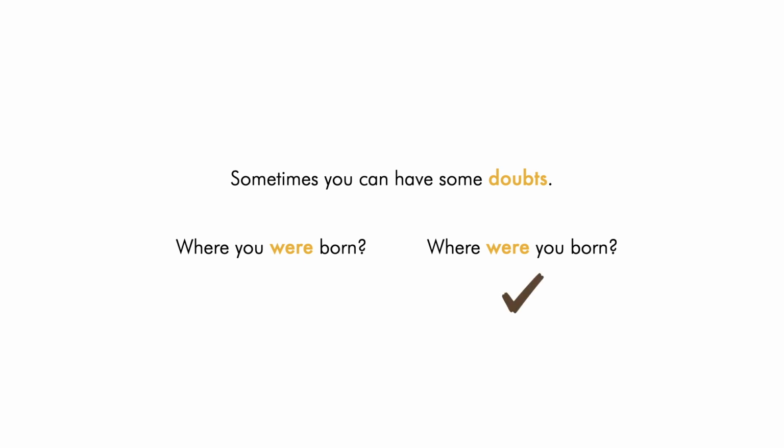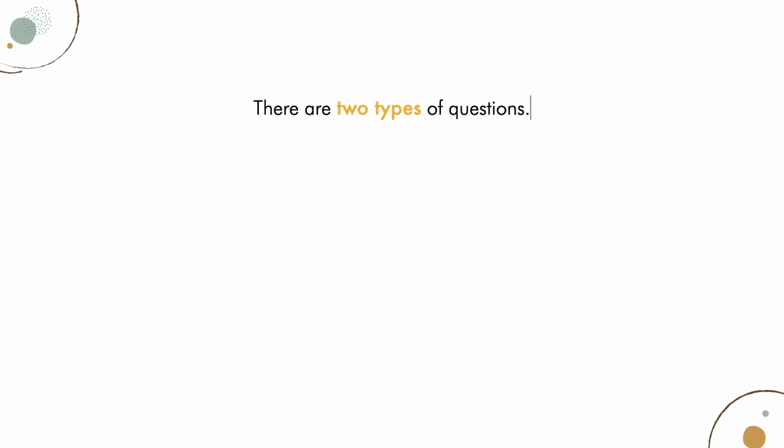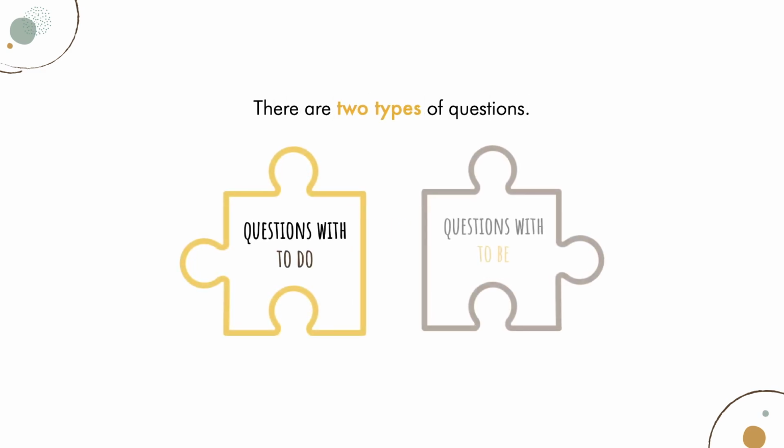Sometimes you can have some doubts. Is it where you were born or where were you born? Where were you born is the correct one, and where you were born is not correct. But why? Let's look at some grammar. There are two types of questions: questions with to do and questions with to be.